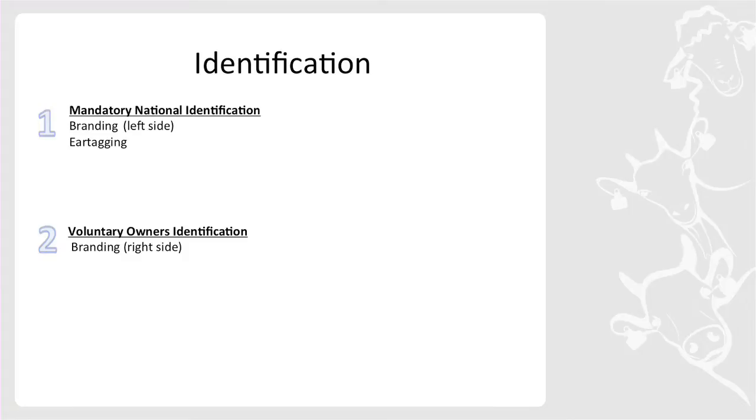We keep those records in a manual system and also in a computerized system. The identification part is in 2 forms. We have the voluntary owner's identification, which includes branding on the right side of the animal. And then we have the 2 national compulsory identifications. Those are the branding, which happens on the left side, and then the ear tagging.